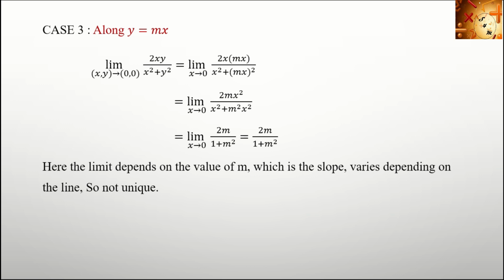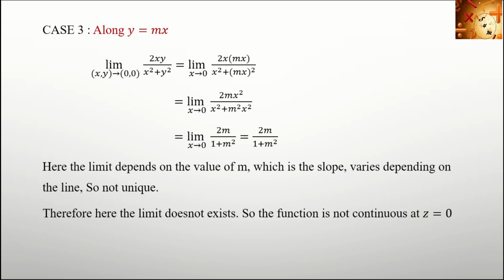Along the x-axis we got the limit as 0, along the y-axis we got the limit as 0, but along y equal to mx we didn't get a unique limit. Therefore, the function is not continuous at z equal to 0.